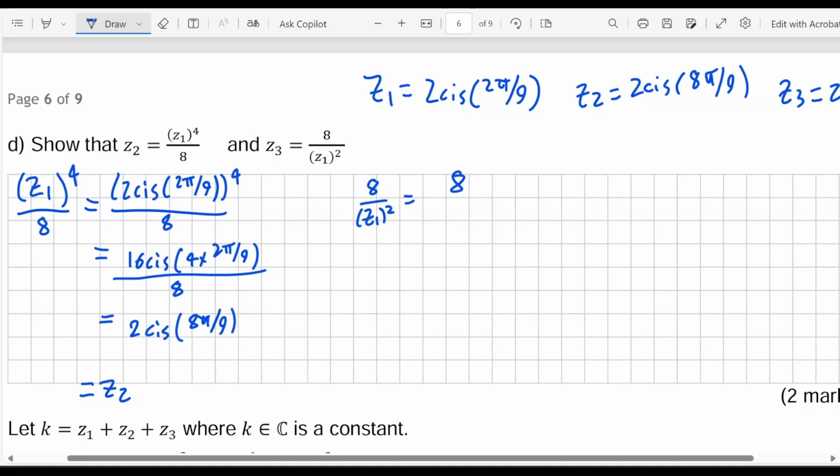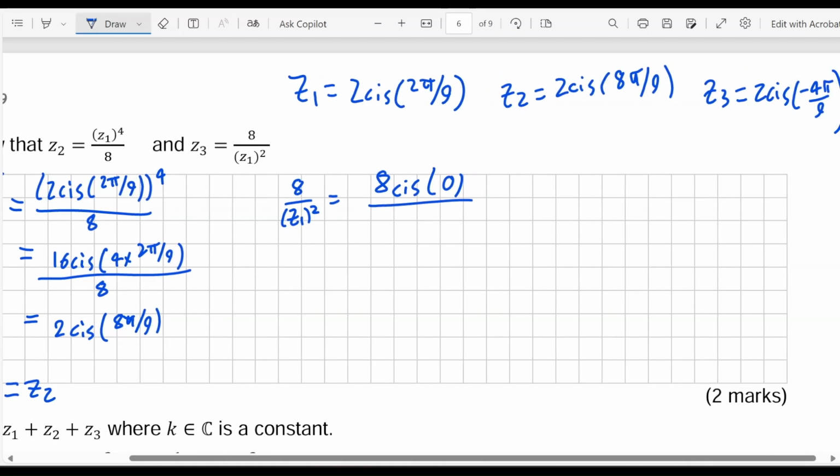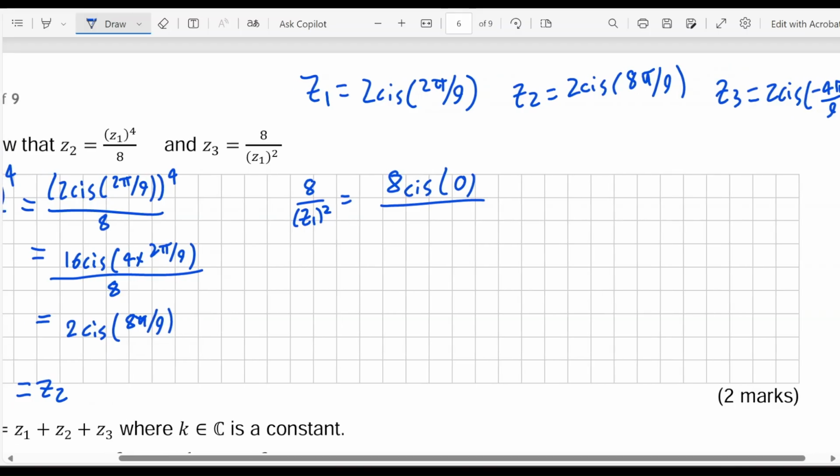Okay, I might write 8 in polar form here just to help us along. You'll see why in a second I've done that. And then we've got Z1 squared on the bottom. So this is 2 cis of 2 pi over 9 squared. By the way, if you're wondering why 8 is in polar form, 8's a real number, so it's sitting down there. Got a length of 8, and it's got an angle of 0. That's why it's 8 cis of 0.